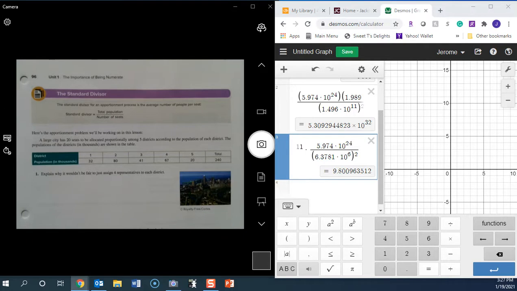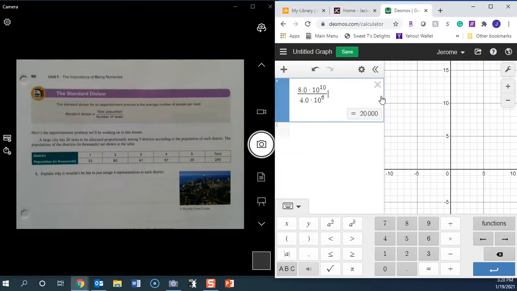Now it says a large city has 20 seats to be allocated proportionally among 5 districts according to the population of each district. The populations of the districts in thousands are shown in the table. So we have our table here. It says explain why it wouldn't be fair to just assign 4 representatives to each district. And what they mean by that is, since it's 20 seats, 5 districts, you could just do 20 divided by 5 and say, hey, all of them should get 4. But they're saying explain why that wouldn't be fair.